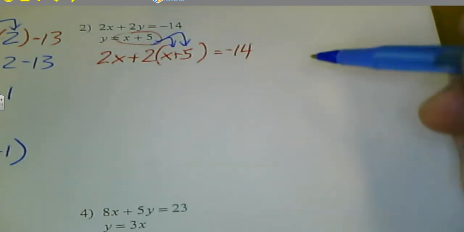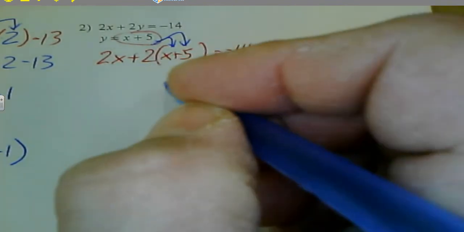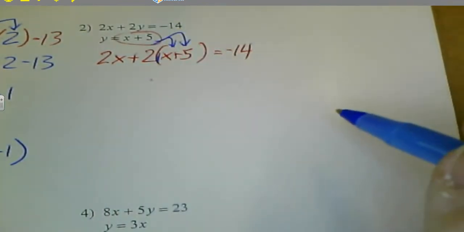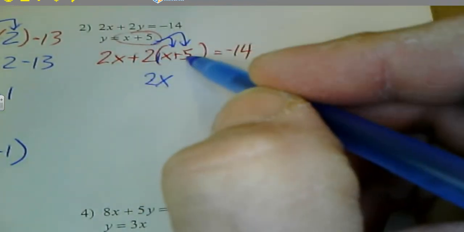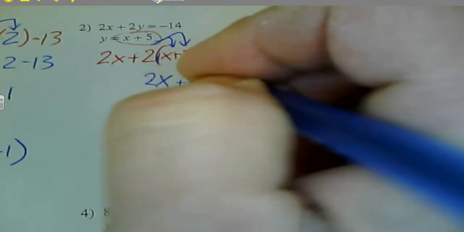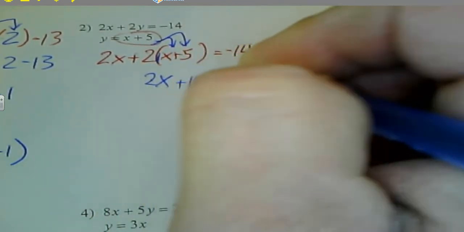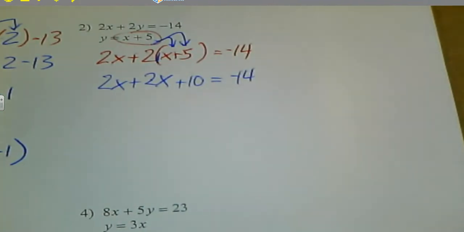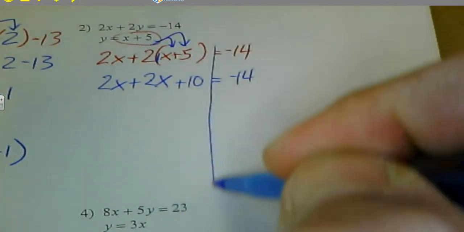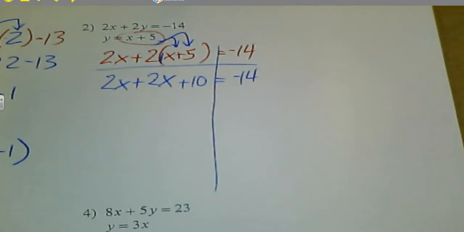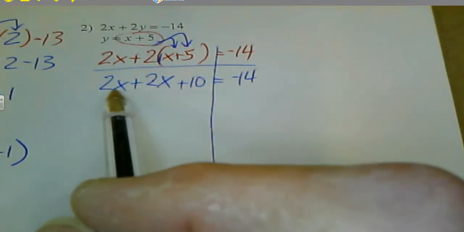Now I distribute. 2 times x, or 1x, right? There's a 1 in front of there. 2 times 1 is 2 with an x. 2 times 5 is 10. And I bring everything else down. The 2x that's there, put a plus between them. And I go on to my next step, which is to combine the like terms.